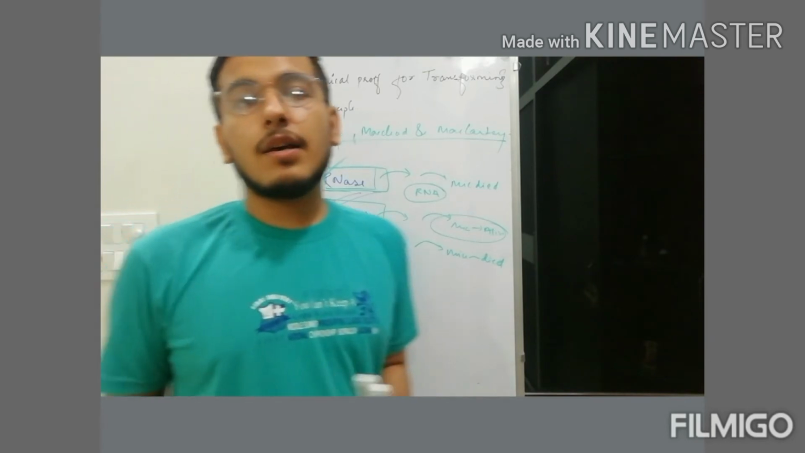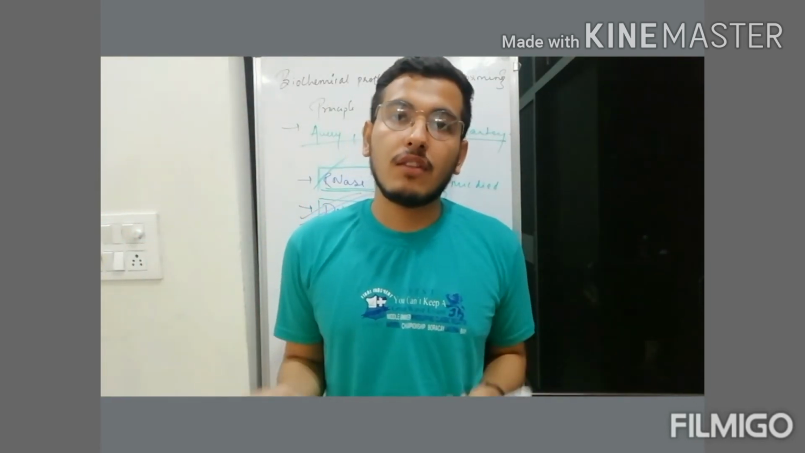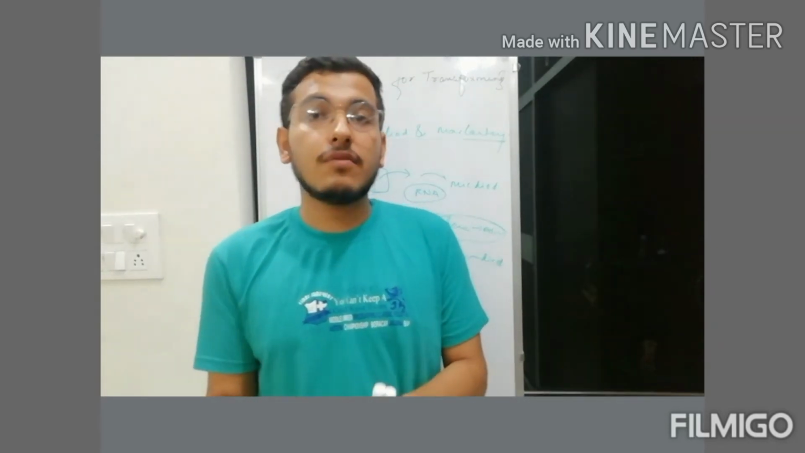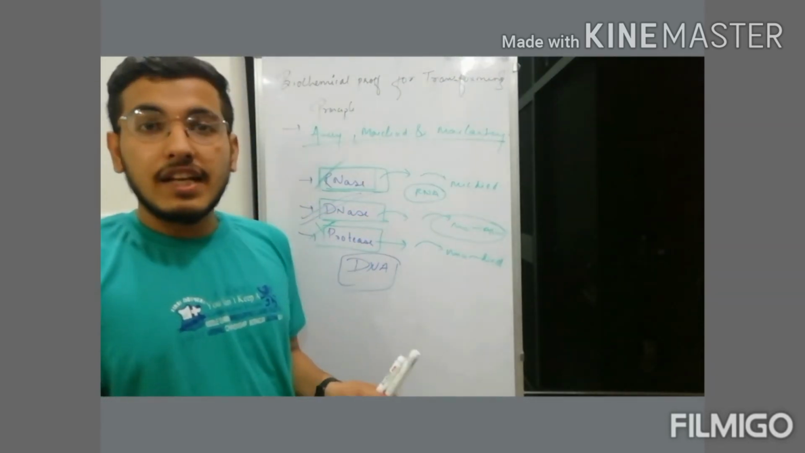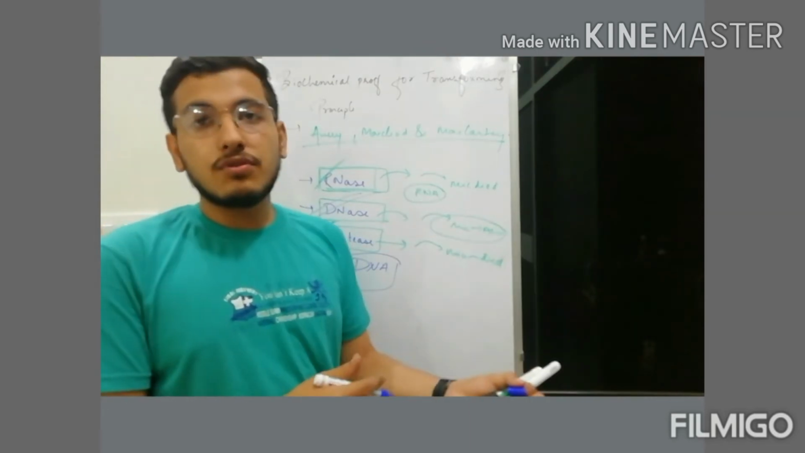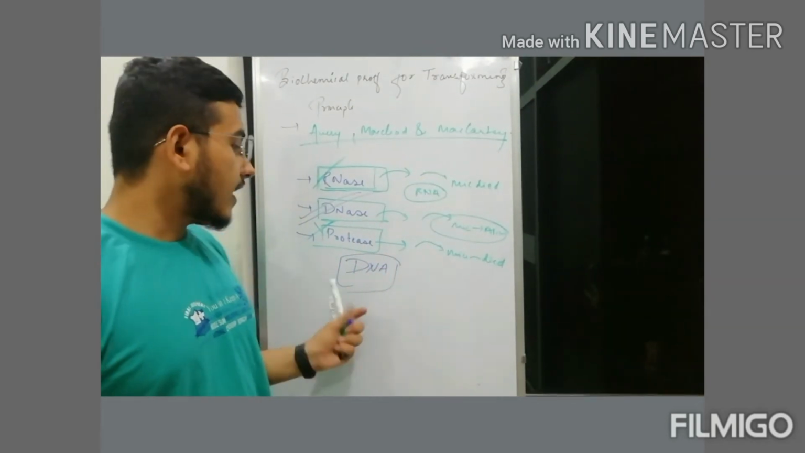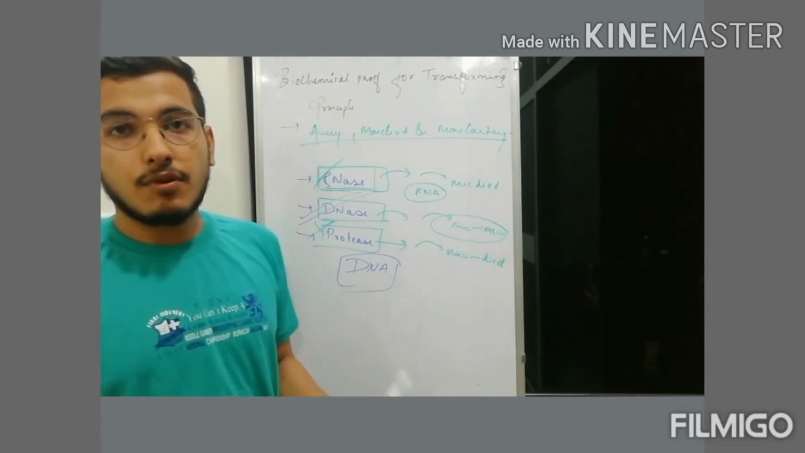So the biochemical proof of the transforming principle is that DNA is the actual genetic material that is getting transformed from the heat killed S3 strain to R2 strain. So Avery, McLeod and McCarty proved that DNA was the transforming principle.